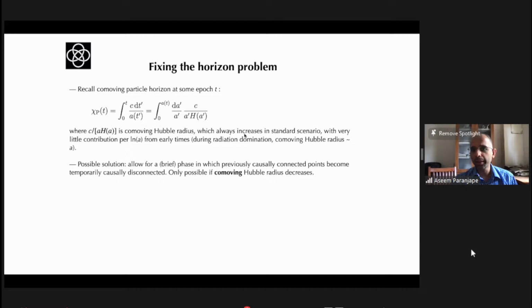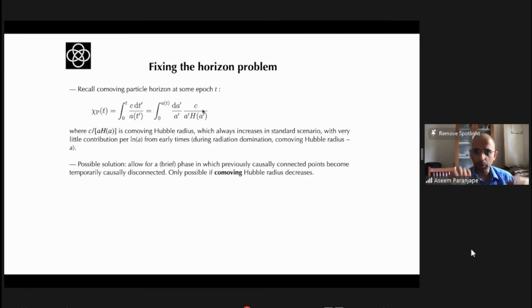For example, during radiation domination, the co-moving Hubble radius c by aH is proportional to a. So as I take a going to 0, I get less and less contribution. So there is not much being contributed at early times by this integral and integrand, and that is why the whole integral is not building up to a large number.